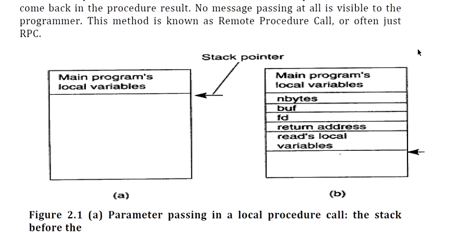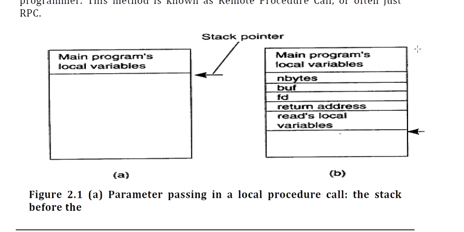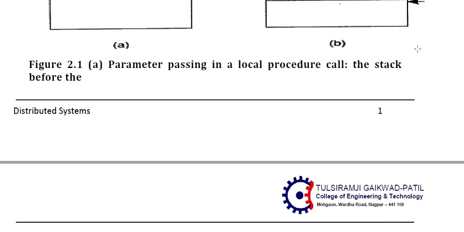Here in this diagram we can see parameter passing in a local procedure call, that is, the stack before the call and the stack during the call. In diagram A you can see the stack pointer pointing to the main program's local variables, and in diagram B we can see the main program's local variables, n bytes, buffer, fd, the return address, and read's local variables on the other side.